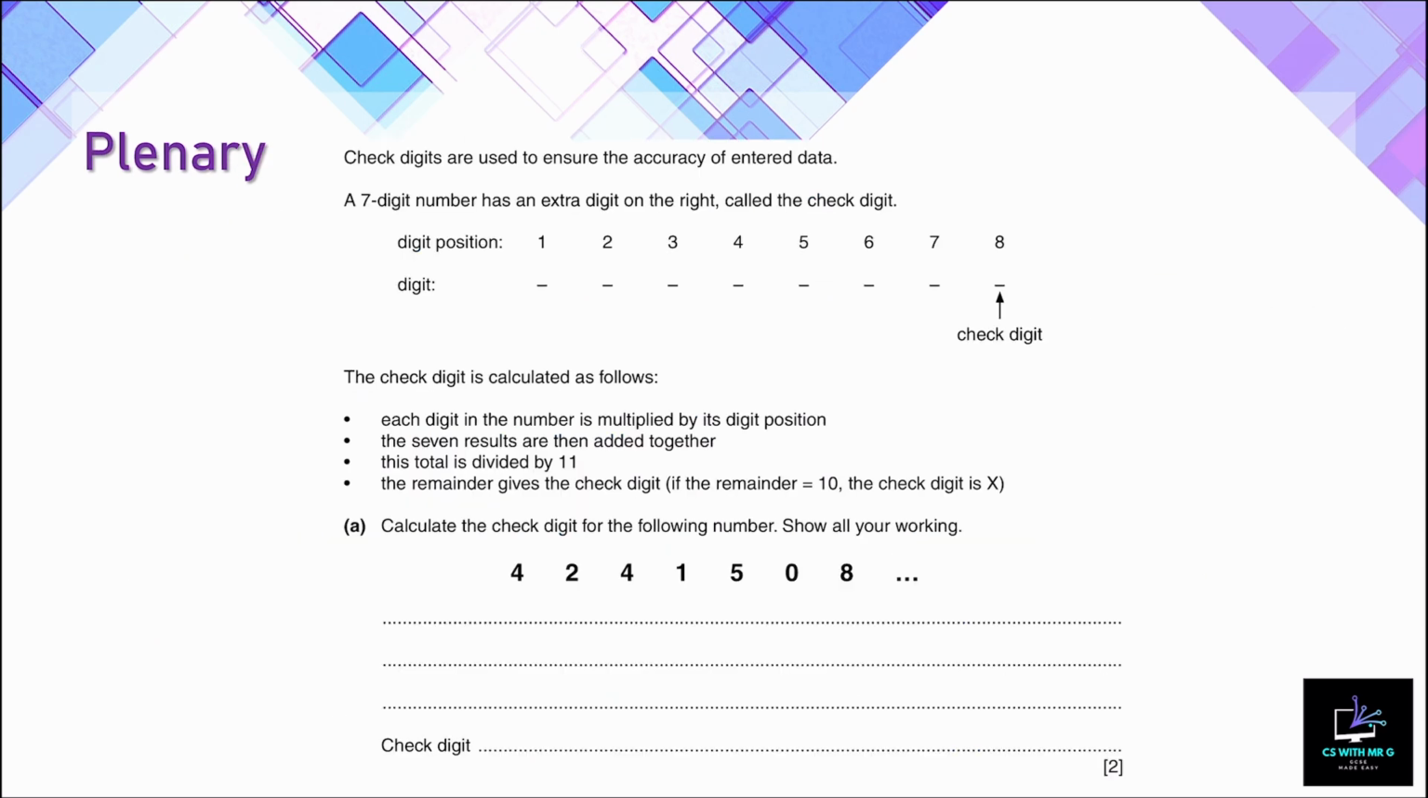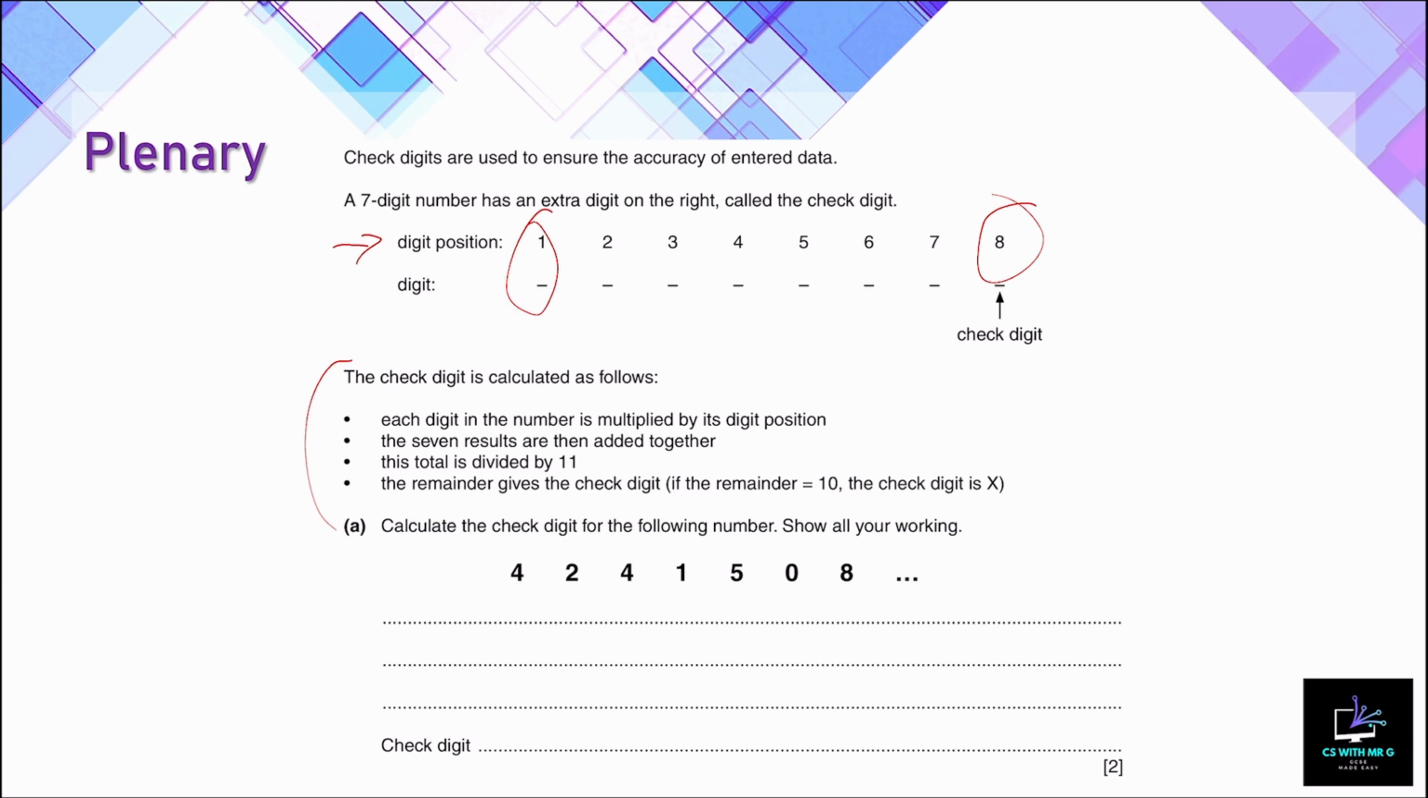So to finish off, we have an exam style question here based on check digits, and we have a 7-digit number with an extra digit on the right called a check digit. Like I said, in the exam, you'll be given a specific set of instructions to follow in order to produce the check digit. So the check digit is calculated as follows. Each digit in the number is multiplied by its digit position. It even gives you the position of the digits at the top, but you could easily work out that position 1 is here, and so on and so forth.